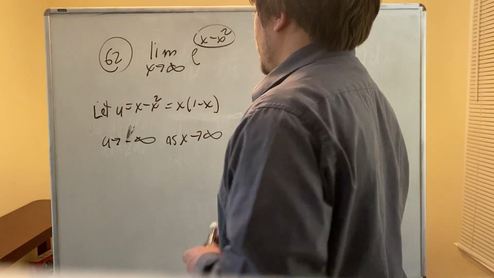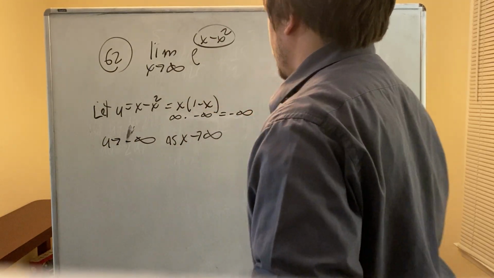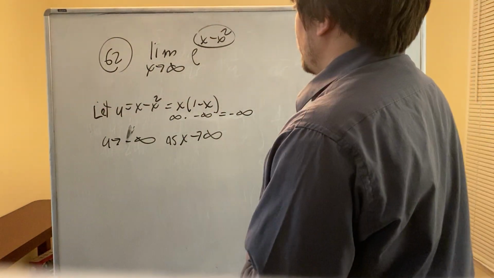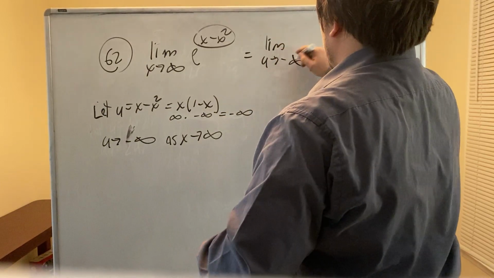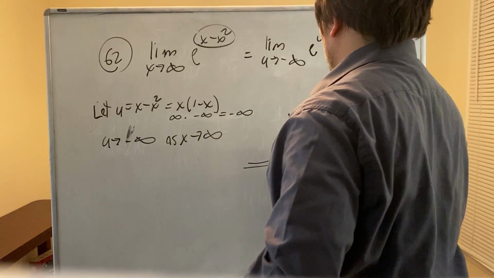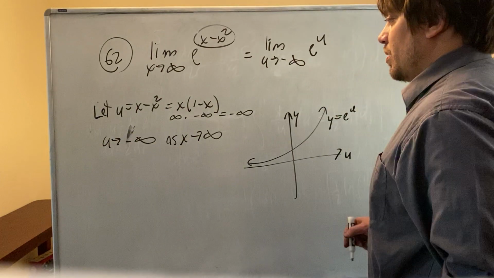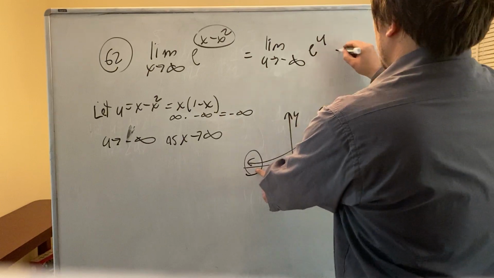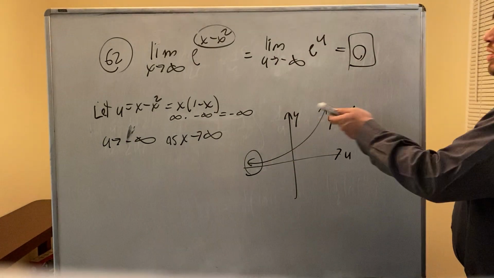That's what that means. That tends to infinity, that tends to negative infinity. Infinity times negative infinity is negative infinity. And so u tends to negative infinity as x tends to infinity. So this is equal to the limit as u approaches negative infinity of e to the u. And by the graph of y equals e to the u, that's u, that's y. As u tends to negative infinity, e to the u goes to 0, so that equals 0. So the limit as x approaches infinity of e to the x minus x squared is 0.